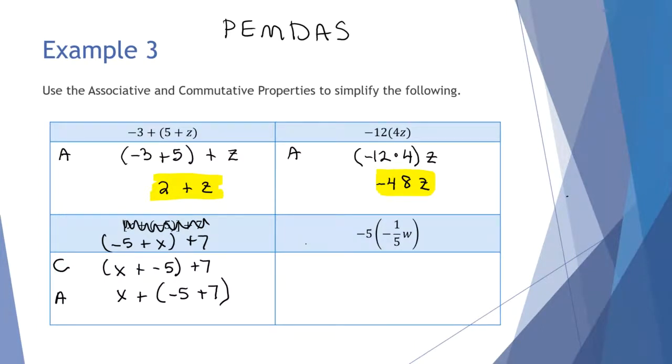So now, if I follow the order of operations, I can simplify in the parentheses because we can do -5 plus 7. So -5 plus 7 is 2. So this gives me x plus 2. And then that's as far as I go because adding a letter and a number together doesn't make sense. So we can't do anything else. So that's our final answer that we have simplified together.